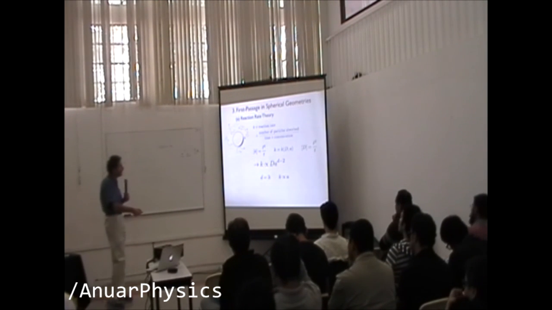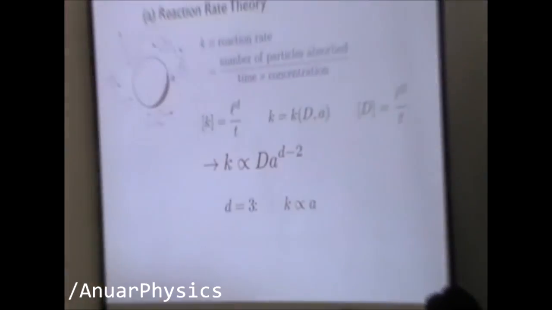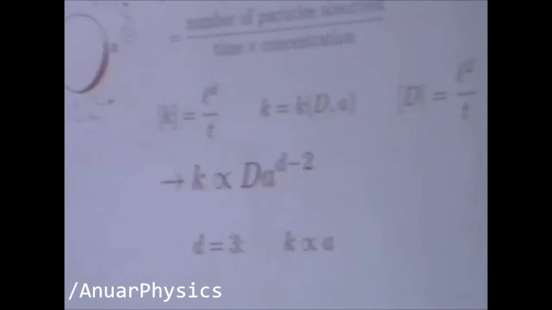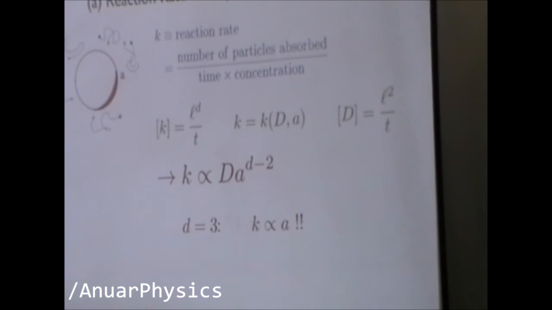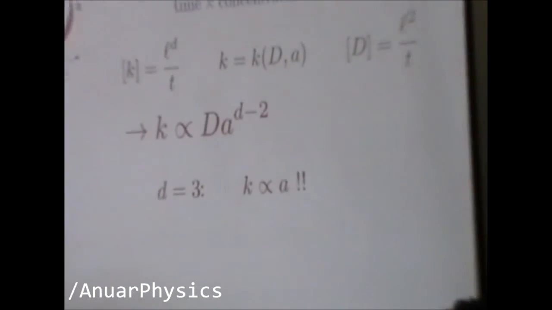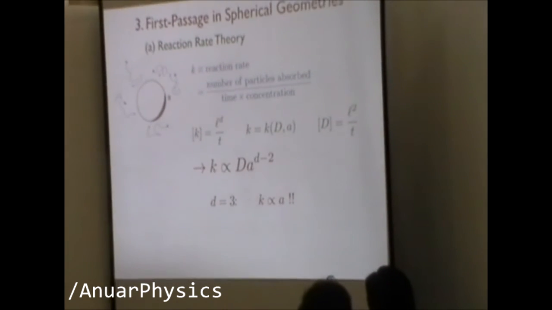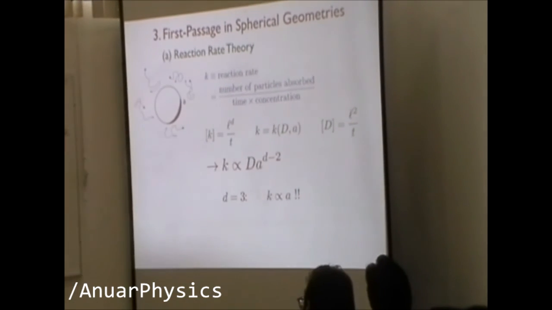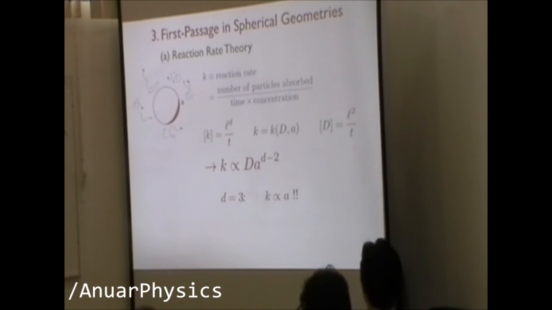But here, the rate at which this target absorbs diffusing particles is proportional to the length. So let me put 2 exclamation points here to emphasize. Think about this. It's really bizarre. If the particles are moving at a finite velocity, the reaction rate is quadratic in length. But when they're diffusing, the reaction rate is linear in the radius.